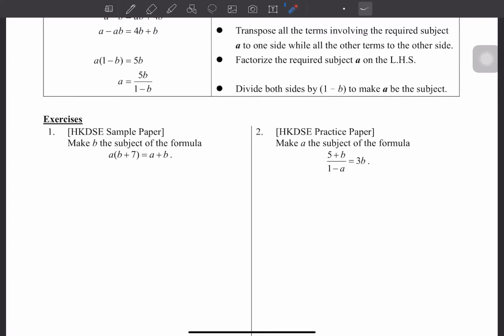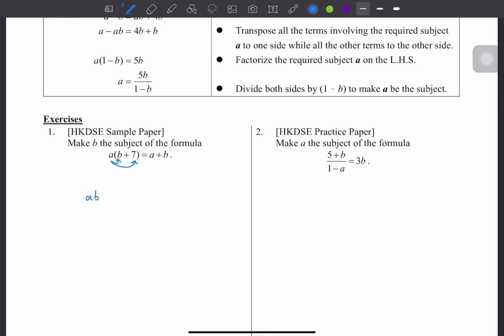The first one, like this, without any fractions. The second one, with fractions. If the question is without any fractions, what can we do? Step 1, you need to cancel all the bracket first. So remember how to cancel it out? Multiply it and multiply it.